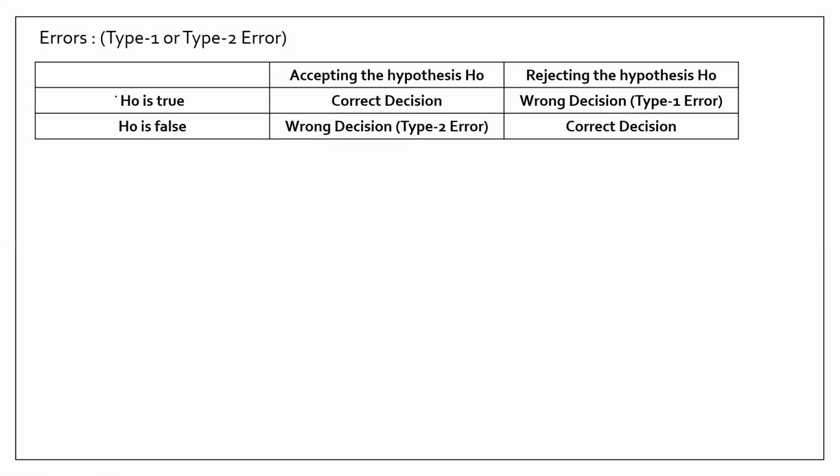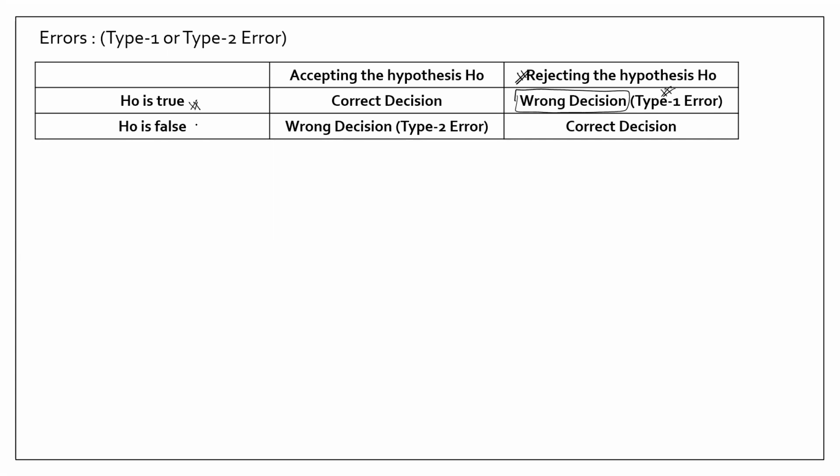But if the null hypothesis is true, and by using the statistical analysis you reject the hypothesis H naught, then you have made a wrong decision. So when you have made the wrong decision for H naught, then you have committed a type 1 error. Once again, if H naught is true in the real scenario, and by using a statistical analysis H naught got rejected, then we have committed a type 1 error.